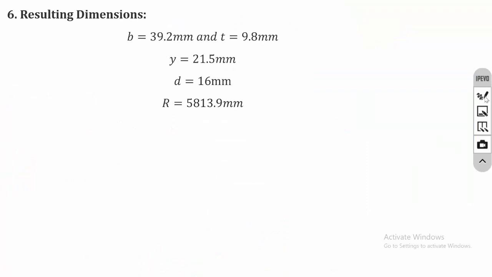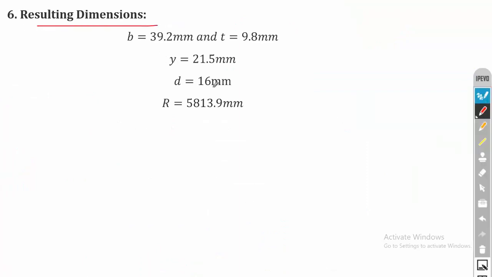Finally, after calculating all the dimensions, the last step is the resulting dimensions. Take all the dimensions and write them in the last point. In some of the problems they may ask you to draw the pictorial representation. In that case you have to draw the leaf spring drawing.